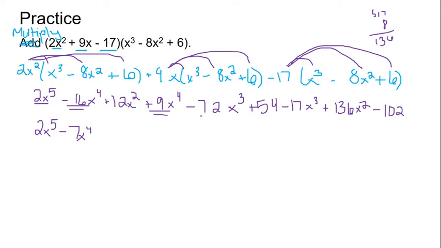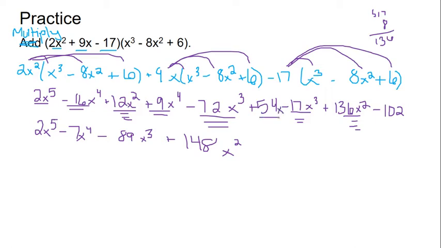Now let's find our 3s. So negative 72x cubed, negative 17x cubed. So we get a negative 89x cubed. Now our squares, we have a 12x squared plus a 136x squared, so we get plus 148x squared.